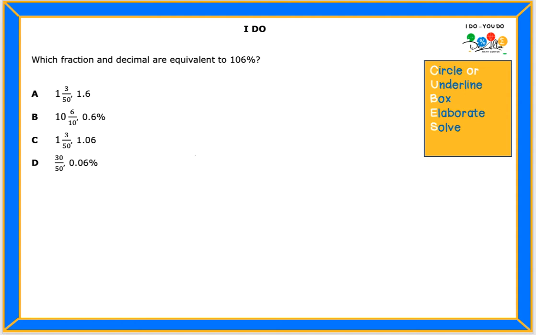Let's read. Which fraction and decimal are equivalent to 106%? Okay, so we use the strategy of CUBES, so we're gonna get started by underlining or highlighting. And we wanna find out fraction and decimal. And then it says that are equivalent. And then a number is given, 106%, and the percent is important so that we can see what it is. Okay, so we did circle or underline, we did highlight.